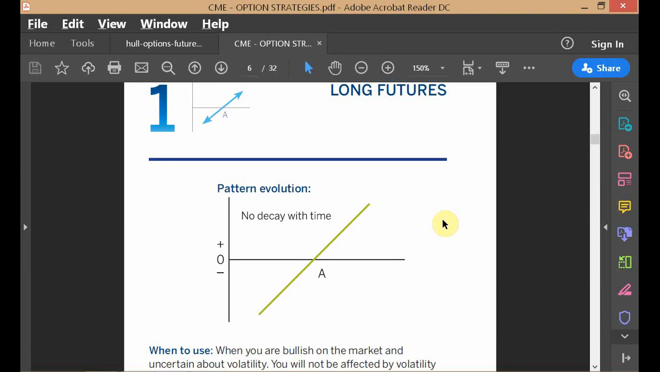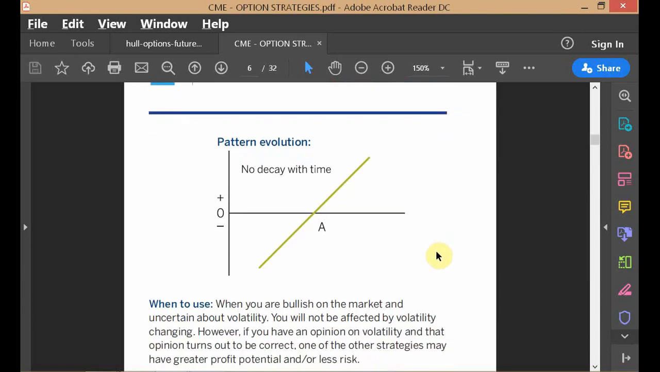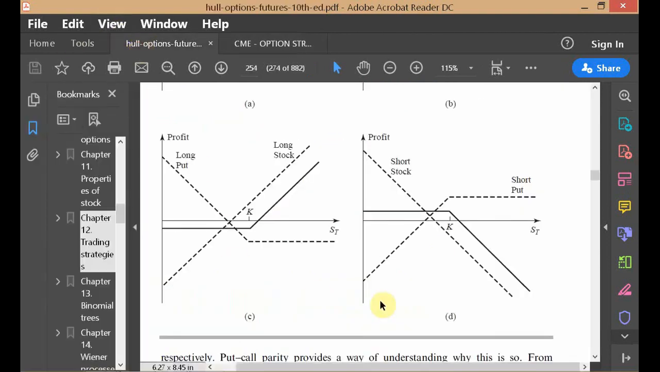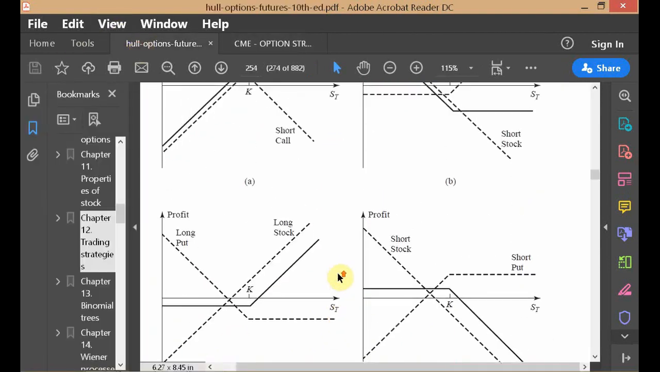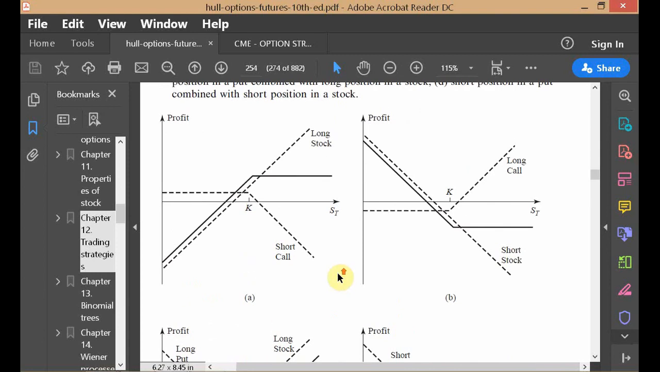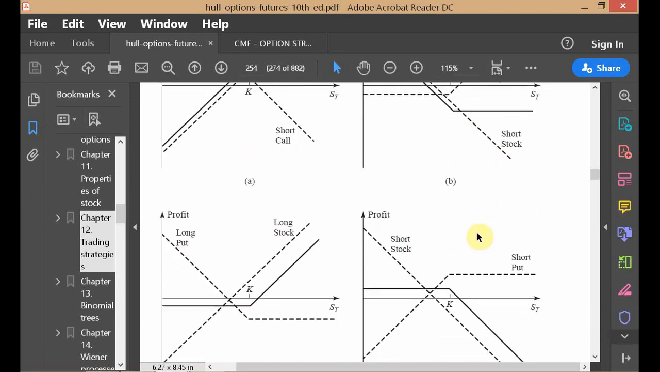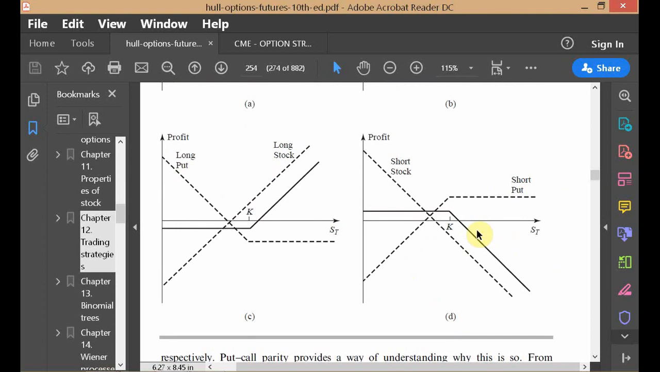Short put. Okay, let's look at the short put. What will the short put do for us? Let's look at a short put profile from here itself. Which is the short put profile here? B is a short put? Yeah. D is a short put? Yes. You agree?